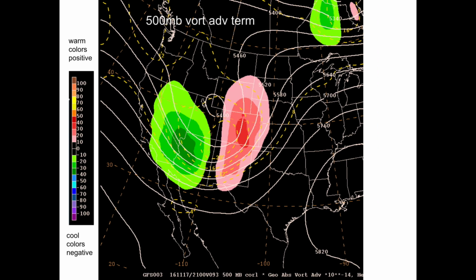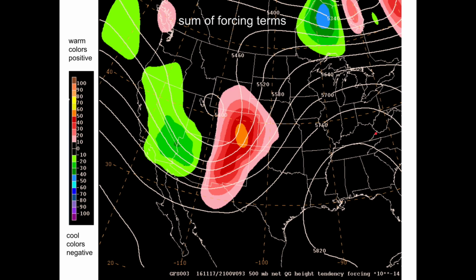And if we calculate that, sure enough, we see this dipole of positive, negative vorticity advection, warm colors being positive vorticity advection, cool colors negative vorticity advection. And again, just this term by itself, we would expect to see height falls ahead of the trough, height rises behind it. But we need to combine both of these terms together.